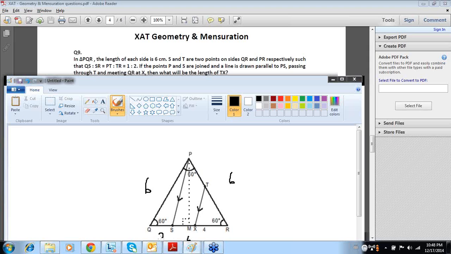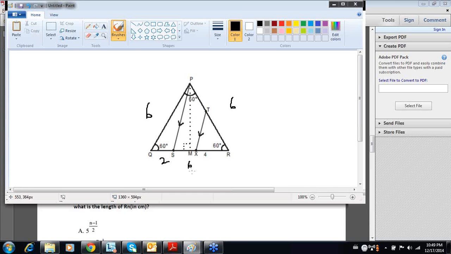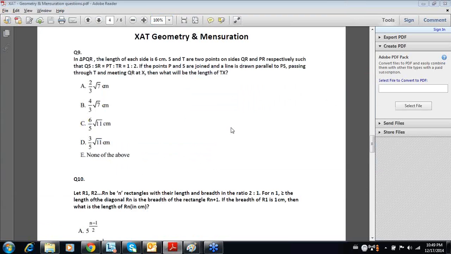1 is to 2. So this is 2 and this is 4, and the total is 6. So QS is 2 and SR is 4. Similarly, PT is 2 and TR is 4. Okay. Now what is it saying?